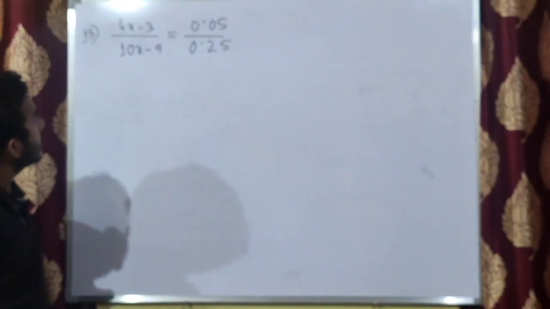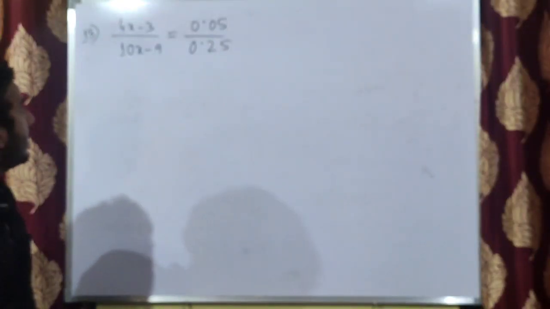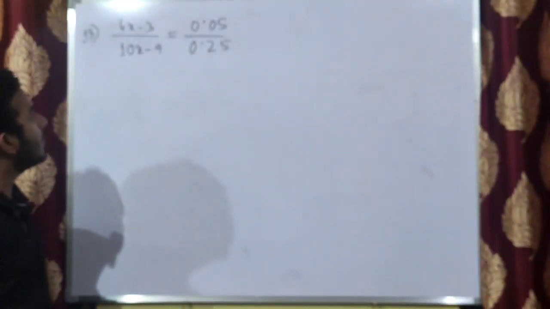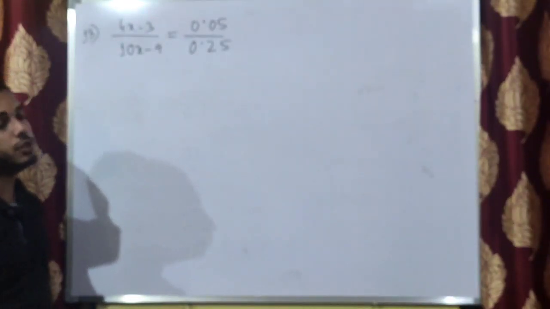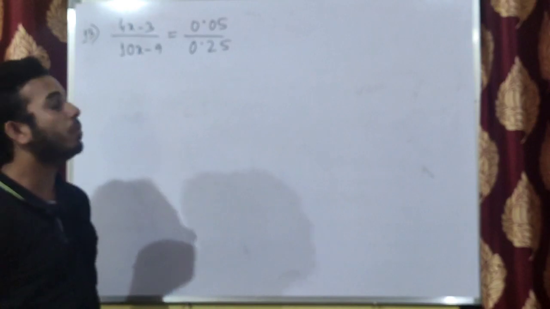Now let us solve question number 13. This is (4x minus 3) divided by (10x minus 9) equals 0.05 divided by 0.25.